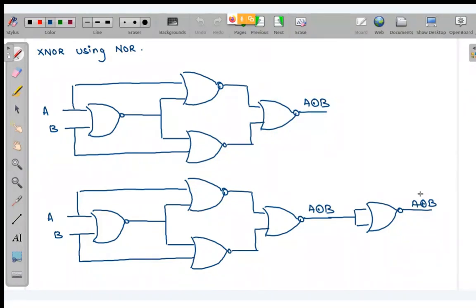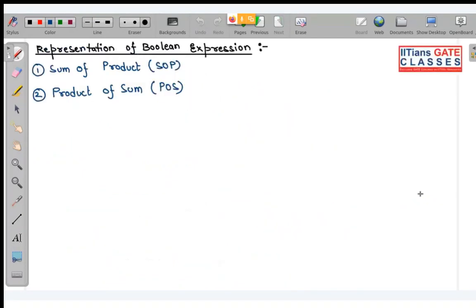Okay. Copied. So now the last is what we have: representation of Boolean expression. So Boolean expression, I can represent it in two ways. Those two ways are what? Sum of product, also in short form written as SOP, or I can even write it as product of sum, or POS. So one by one, let us see what is this SOP and what is this POS.